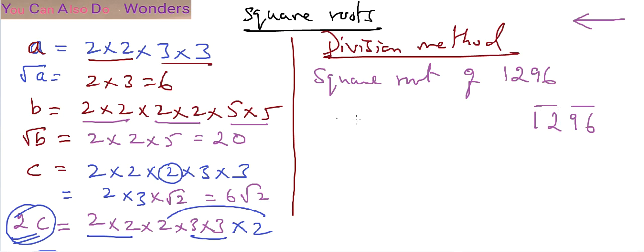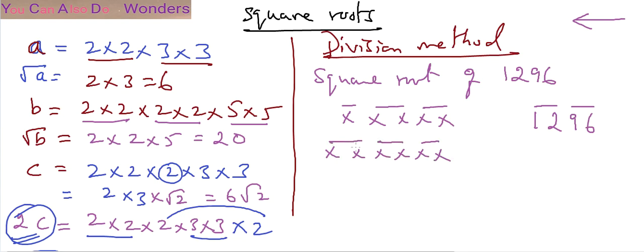So if there are 5 digits, the grouping is like this, with a single digit on the left and then pairs. If there are 6 digits, then 2, 2, 2. So we group from right to left, in this direction.